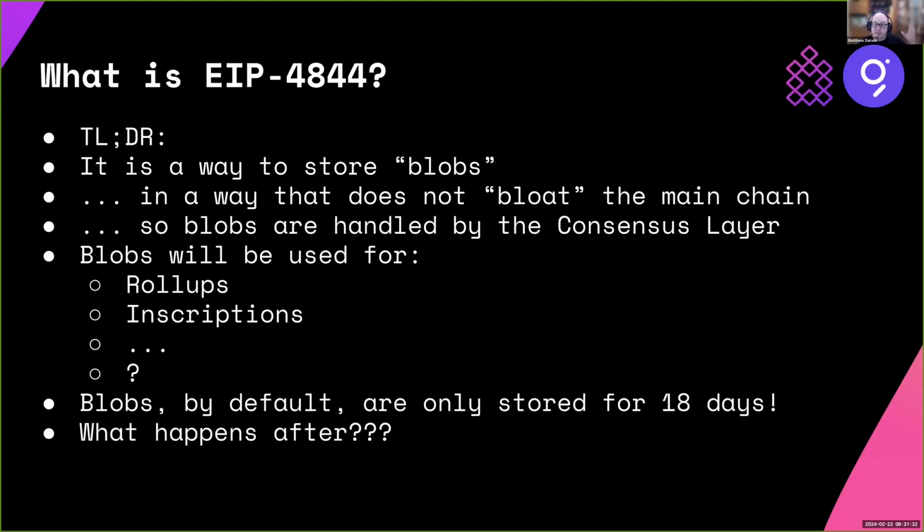So on Ethereum, we're going to be able to process more data on chain by having blobs, but the blob is only stored for 18 days. So what if you want a blob from two years ago? Well, let's discuss that.